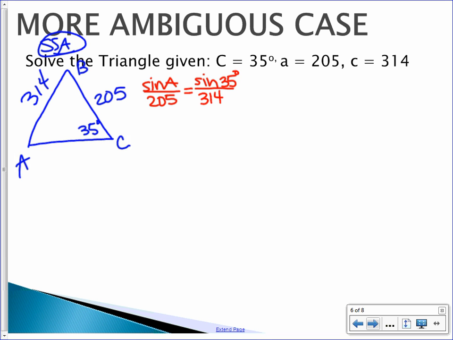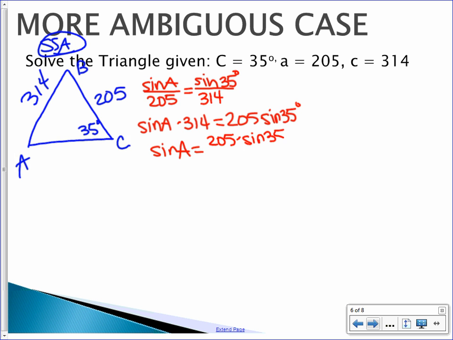Okay, so let's talk about how we would solve this. We cross multiply. So the sine of A times 314 should equal 205 times the sine of 35 degrees. So we're going to get that the sine of angle A is 205 times the sine of 35 divided by 314. To remind ourselves, how do we find the angle if it's inside of sine? Inverse sine of that value. Please, everybody try it in their calculator so they remember how to do it. Make sure you're getting the correct answer.